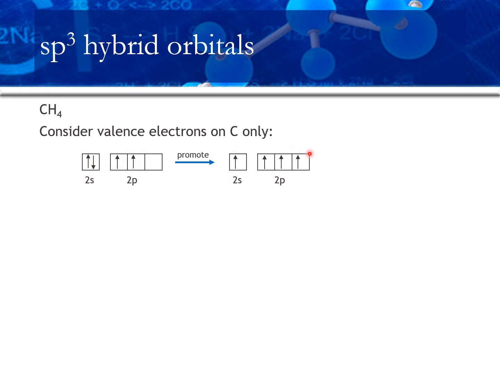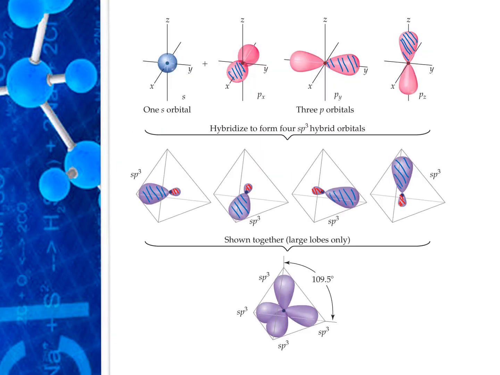And then in order to make 4 equivalent bonds, we have to mix all 4 of these together to form the 4 sp3 hybrid orbitals. And once again, we can show this geometrically. It's a little bit tricky to see how the mathematical combination is, but these are the original orbitals. When we mix them together, hybridize, we get these 4 sp3 hybrid orbitals, whose large lobes point towards the corners of a regular tetrahedron, and that's why we get the tetrahedral shape in methane.